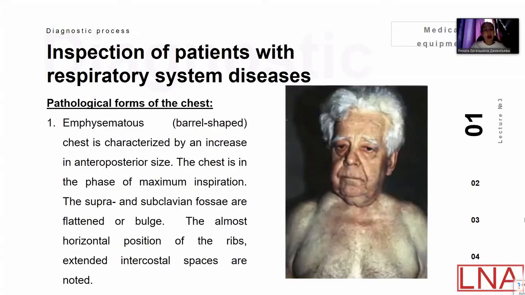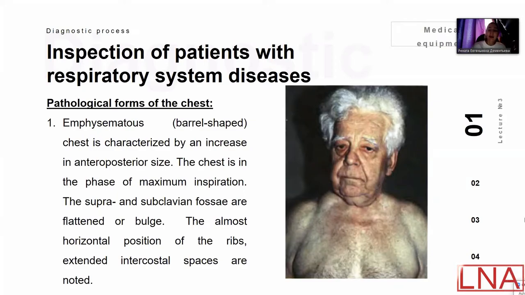But look, also during determination, we can find some pathological forms of the chest. And which pathological form is more interesting for us in respect of respiratory disease? First of all, emphysematous or barrel-shaped. We discussed many times emphysema of the lungs, a generalized process, simultaneous from both sides. What is the emphysematous or barrel-shaped chest? This type of chest is characterized by an increase in anterior-posterior size, the chest being like in the phase of maximum inspiration.